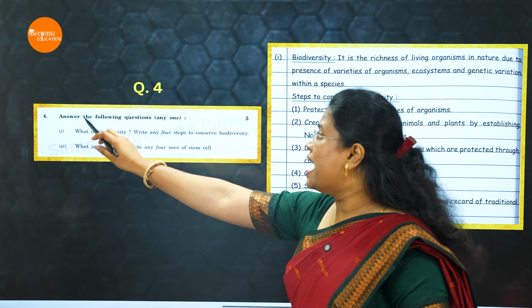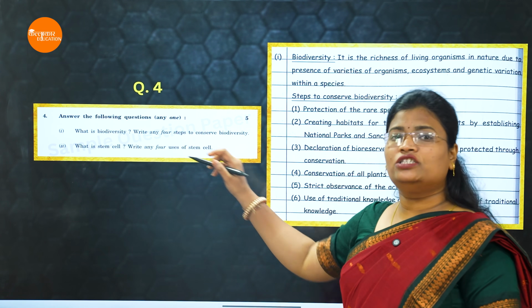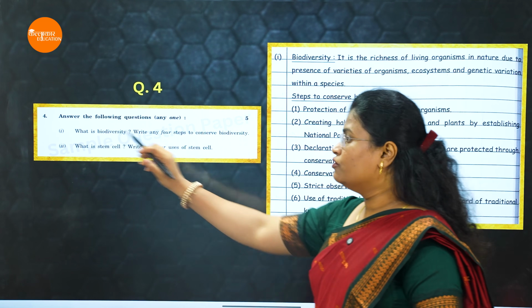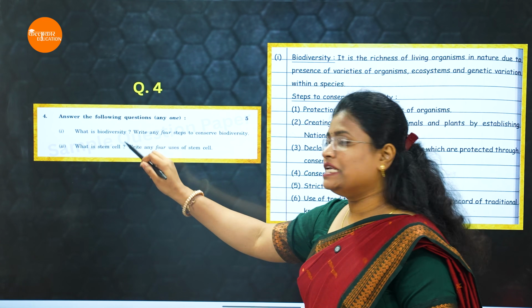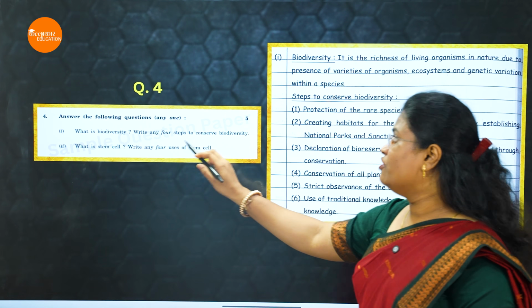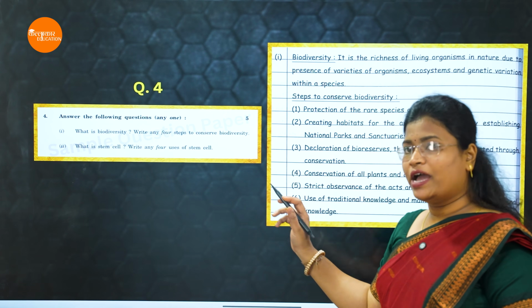Question number 4. Answer the following question. In this, you have to attempt any one. First question, let's see. What is biodiversity? Write any 4 steps to conserve biodiversity.